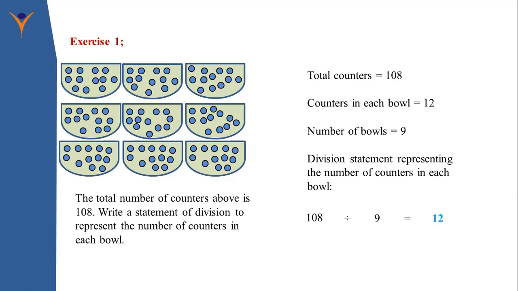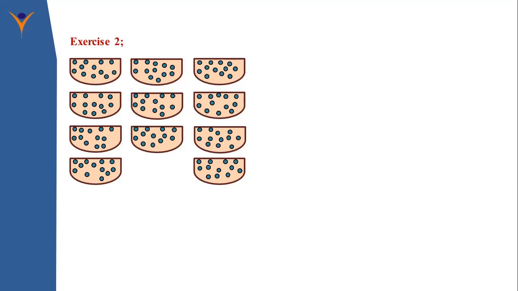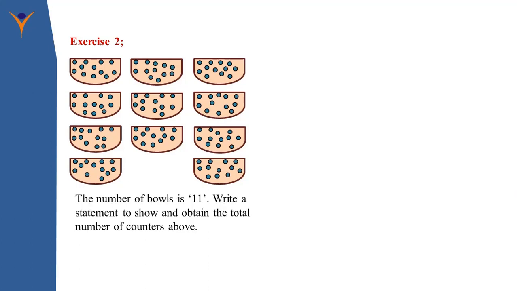Perfect. Your second exercise, if you got that one correctly, congratulations. It says here, the number of bowls is 11. As we can see, write a statement to show and obtain the total number of counters above. So first thing for you to do is as we did in our last example. So go ahead and pause the video and get this done. When you are through, come back, let's see how correct you will be. Pause the video now.